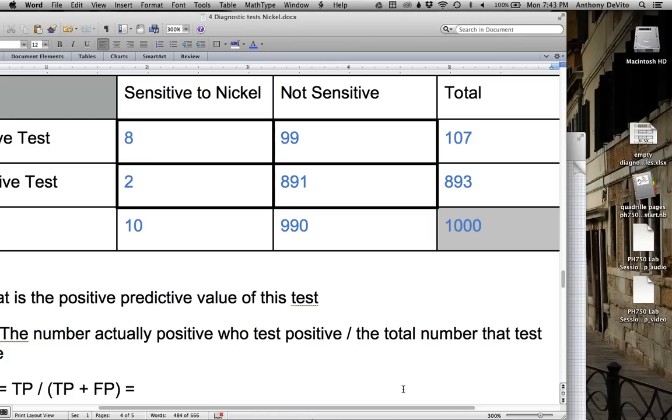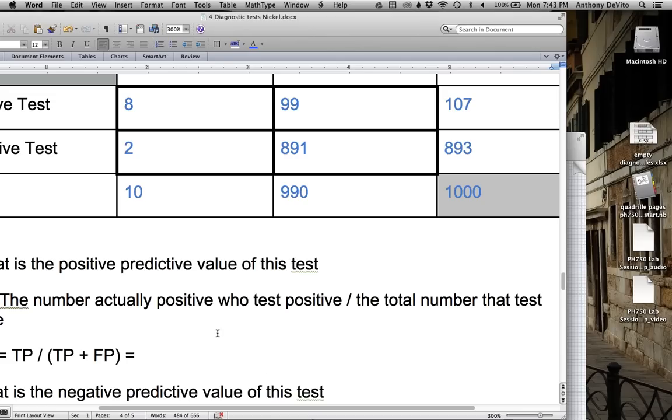How many people tested positive? 107. Out of those, how many of them actually have the disease? 8. So what's the positive predictive value now? 8 over 107, which is roughly, what is that, about 8%, I guess, right? Close enough, about 7%. What happened?